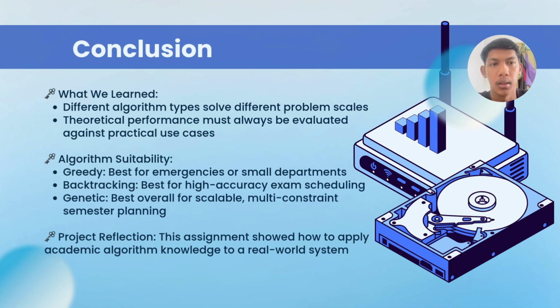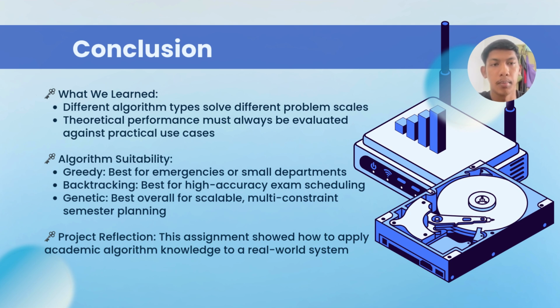Algorithm suitability: greedy, best for emergencies or small departments. It gives fast results and is useful when time is short or the system is not too complicated. Backtracking: best for high accuracy exam scheduling. It checks every option to avoid any clashes, so it's great when accuracy is very important, like in exam timetables.